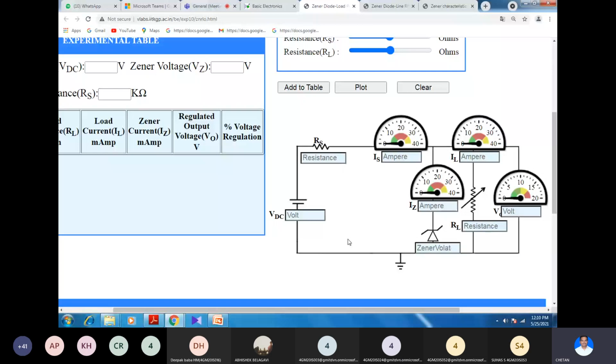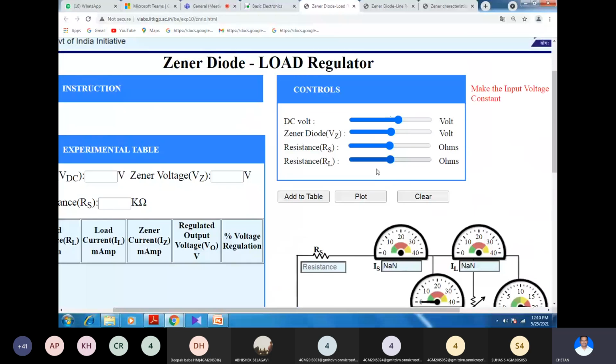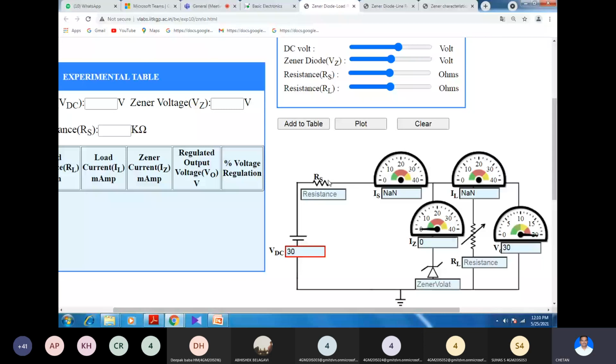Okay, in load regulation, what you have to do is vary this load resistance RL, and keep this RS and VDC constant. So I will give some constant value for this VDC. Let it be 30 VDC. Zener voltage, I will keep at around 5 or 6. So this is sufficient. Then I will keep the series resistance at some value, right? So I will try to vary this RL. Initially I will start with a small value.